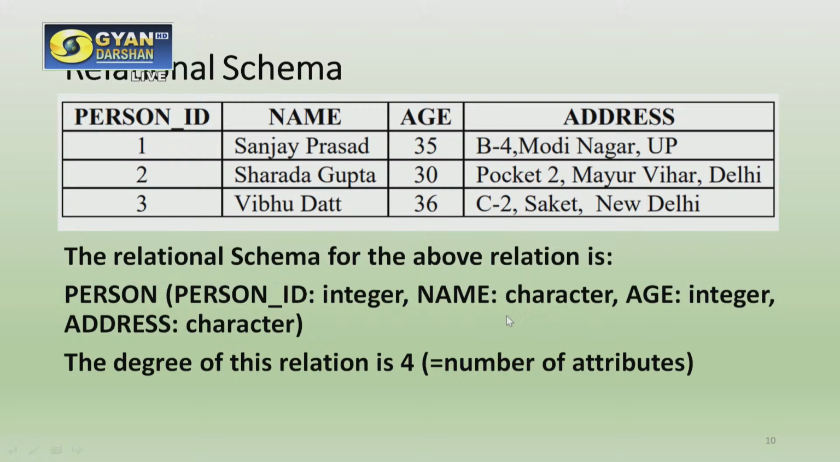Age happens to be once again integer. Over here we can put another constraint that age has to be between 0 and 150, as far as this domain specification is concerned. And the address is character. So this is typically a schema of this particular relation. And what is the degree of this relation? The degree is 4 because there were 4 attributes in this particular relation.